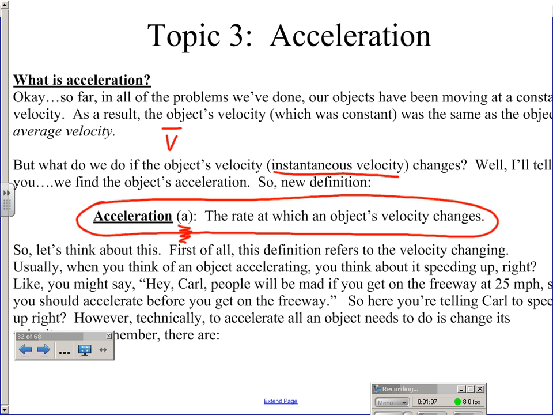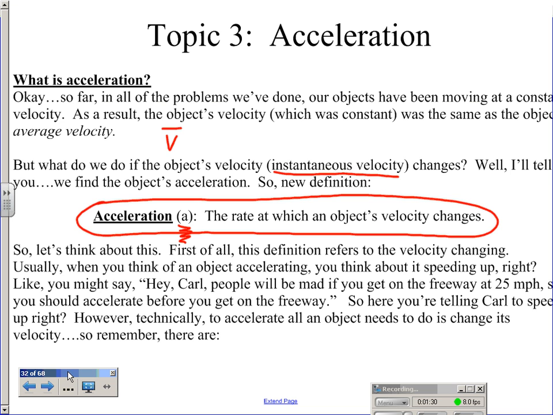Usually, when you think of an object accelerating, you think about it speeding up. Like you might say, hey, Carl, people are going to be mad at you if you get on the freeway at 25 miles an hour, so you should accelerate before you get on the freeway. So here you're telling them to speed up. Okay. However, technically, to accelerate, all an object needs to do is change its velocity. Okay. That is super important. To accelerate, all the object has to do is change its velocity.